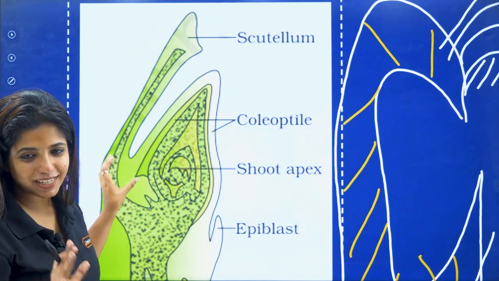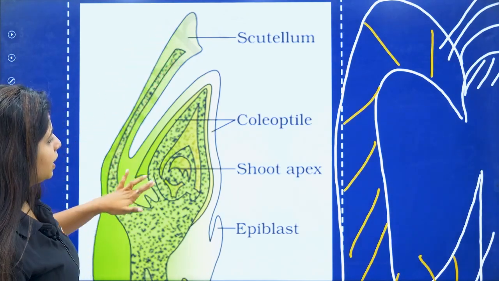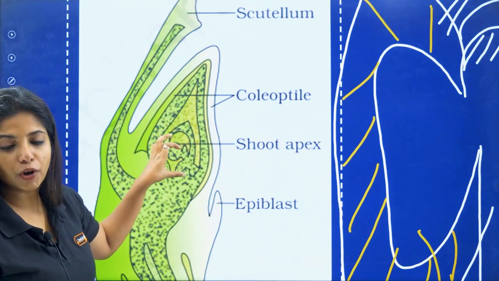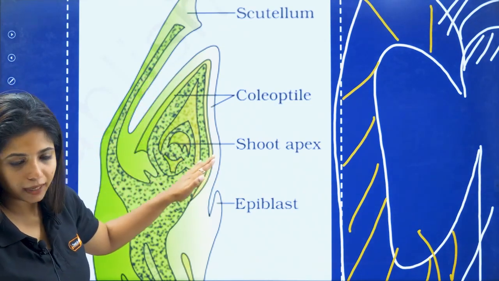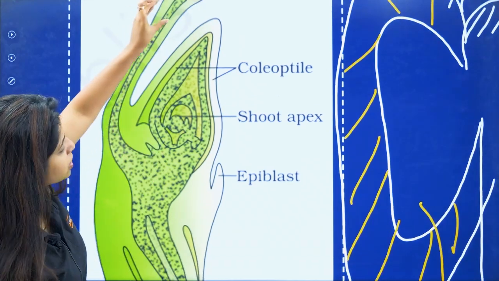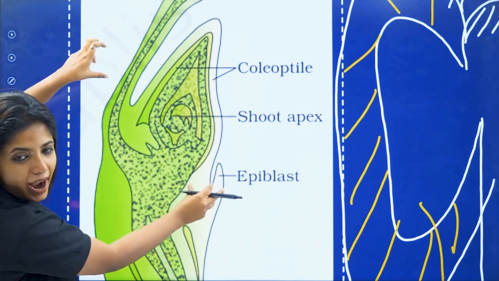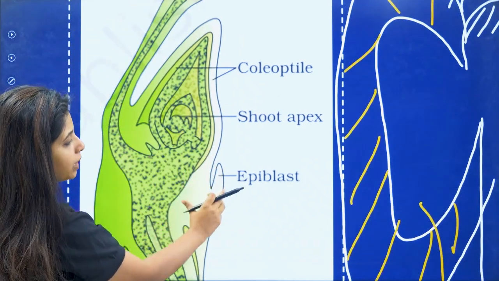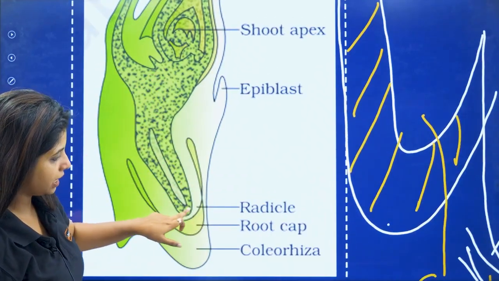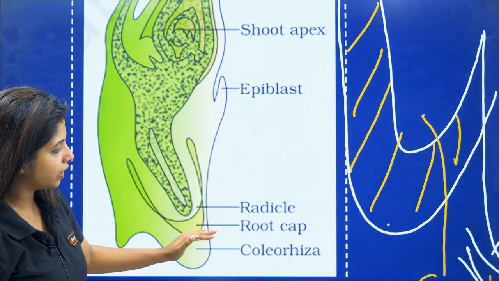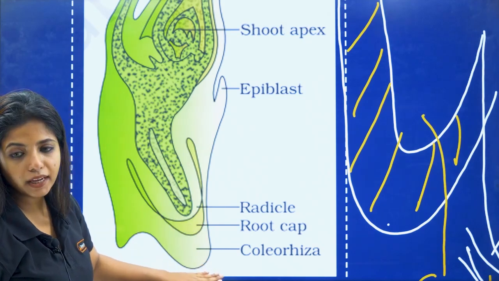The only cotyledon which is there, it is right over here. This is the shoot apex, as in you're talking about the plumule region, and it is covered by something that is known as coleoptile. Over here you had the scutellum. Similarly over here also you had one cotyledon which was not able to make it, that is epiblast. Now you go down, you will have radicle. The radicle is covered by root cap. The root cap is basically covered by coleorhiza.